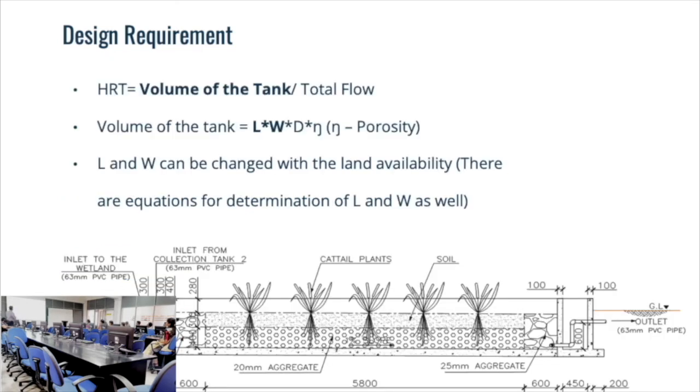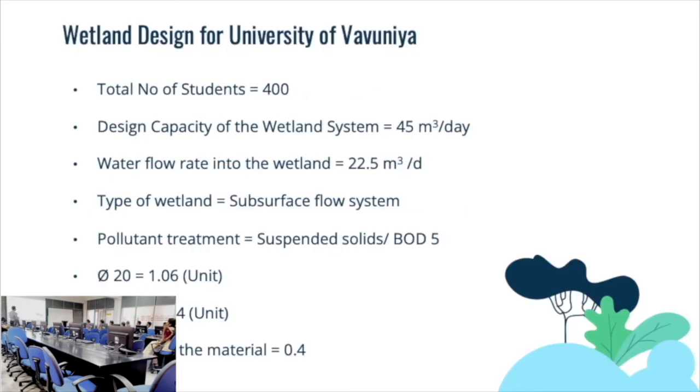Again, I have described what the hydraulic retention time is, and the length and width can be adjusted to the site conditions. When we talk about the Vavuniya campus design, we have designed the system for 400 students, and that is for the grey water, actually, not for the black water. The design capacity is 45 cubic meters per day, and we have designed two wetlands, two trenches actually, so one trench gets half of the flow, so 22.5.